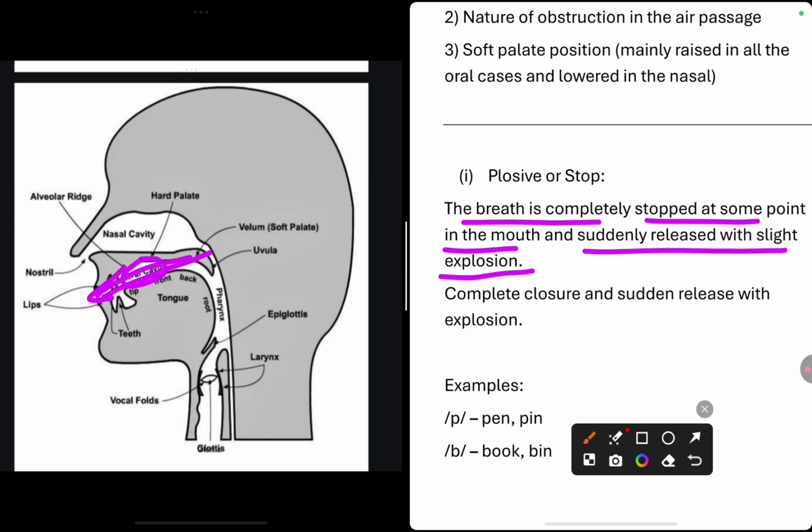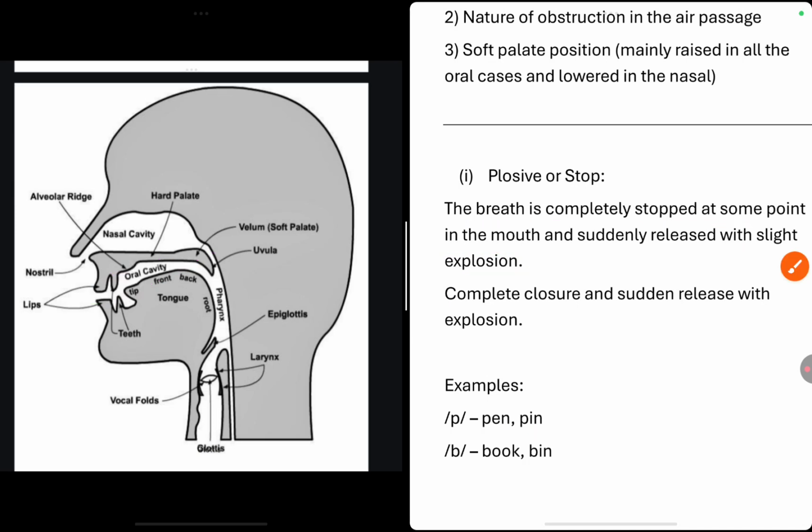You can see with sounds like pen. You can pronounce it from your side: pen. When we produce the sound pen, the sound pa is stopped at some point in the mouth and then it is allowed to come out through explosion. So pen, pin, book, bin.